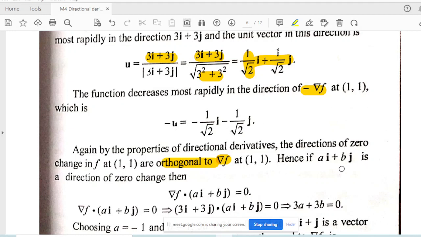Suppose the direction is a i cap plus b j cap, then grad f dot a i cap plus b j cap equal to 0, find that.